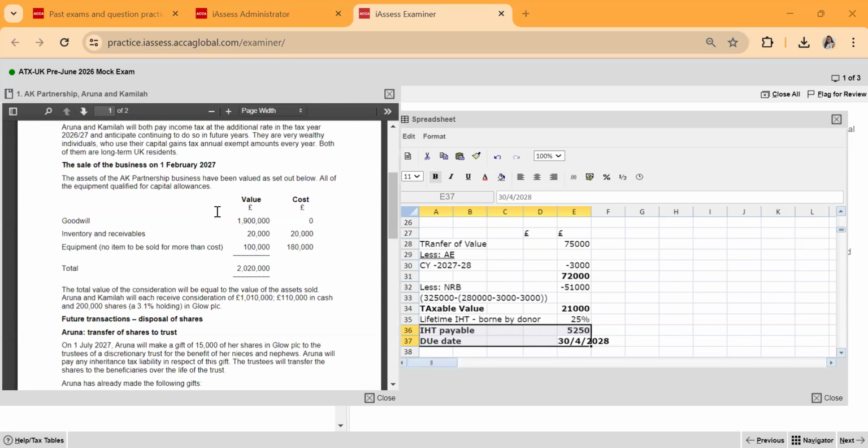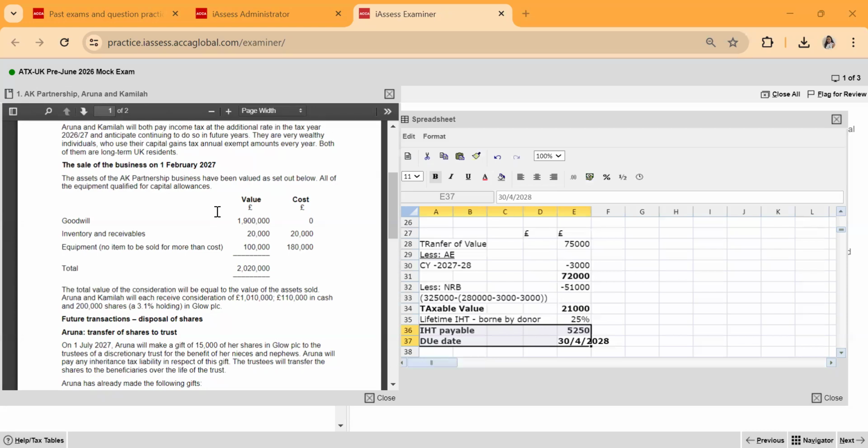Goodwill, inventory, and receivables, and equipment: no item is to be sold for more than the cost. That is given to you. Inventory and receivable cost is given, value is given, goodwill is given, and equipment is given. The total value of consideration will be equal to the value of the assets sold, which we are going to work out.